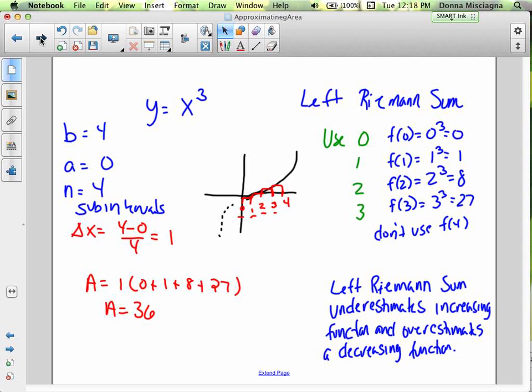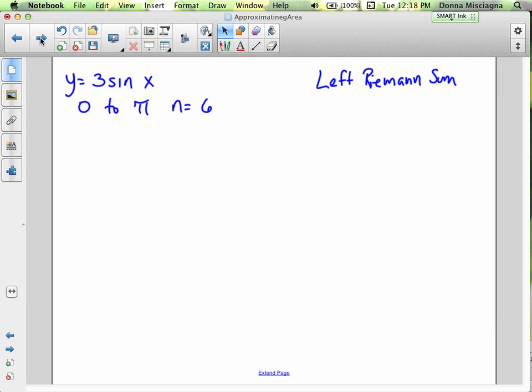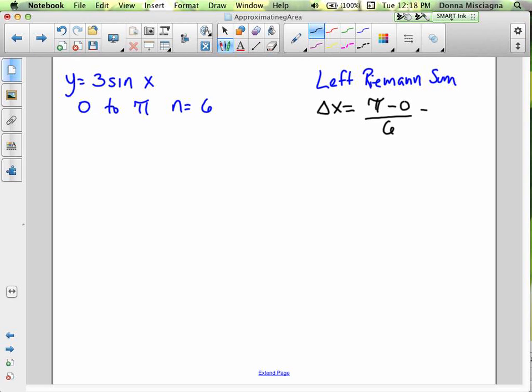Here's our next one coming up. The one in your notes is 3 sine x. Let's see if it's the one up here. I have another one. Yep, 3 sine x. All right, so change in x is going to be our ending value, pi, minus our starting value, divided by the number of intervals. So pi over 6 is our interval.